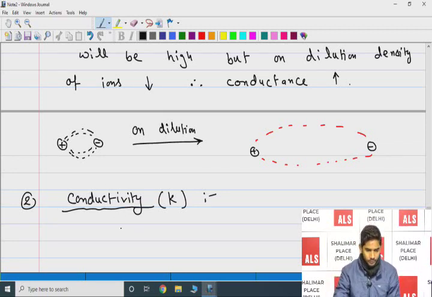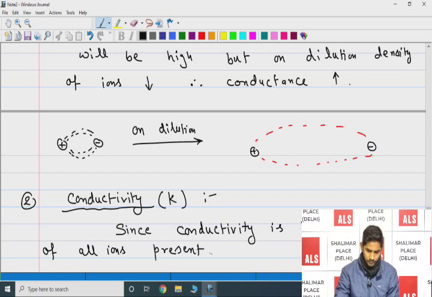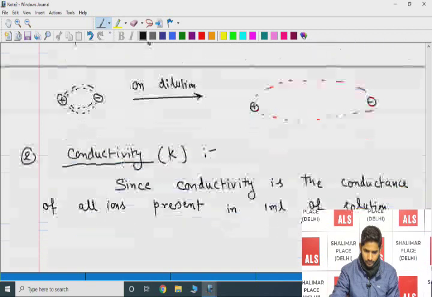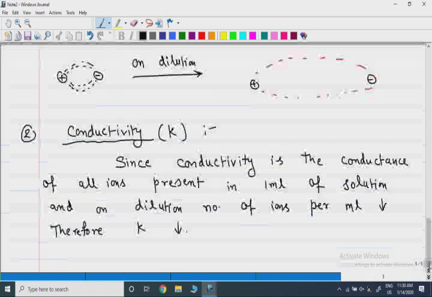Okay. So we can say, since conductivity is the conductance of all ions present in 1 ml of solution, and on dilution the number of ions per ml decreases, therefore conductivity decreases. Okay.